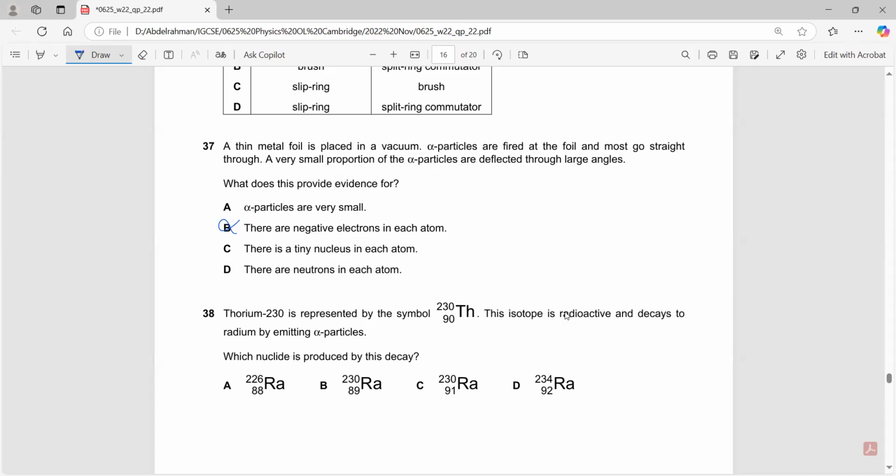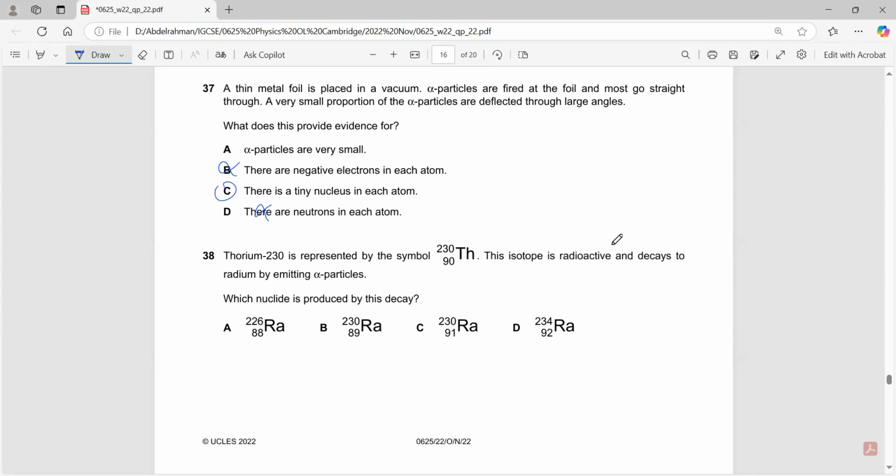Actually, we didn't come up with this conclusion from this experiment. This is wrong. Alpha particles, are they very small? Yes, they are very small, but this is not the answer. The answer is actually C. There is a tiny nucleus in each atom which the alpha particles hit and went back. They hit the nucleus, which was very small, and they went back at very large angles.